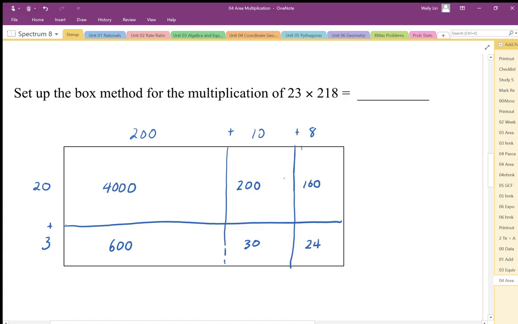We can sum this all up. So I'm just going to sum up the hundreds here. 800, 960, 990. So 1014 plus 4000 is 5014. Okay, so 23 times 218 we can work out as 5014, and we can break this up into parts.